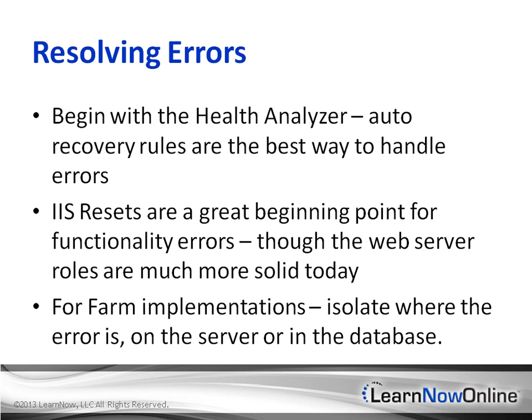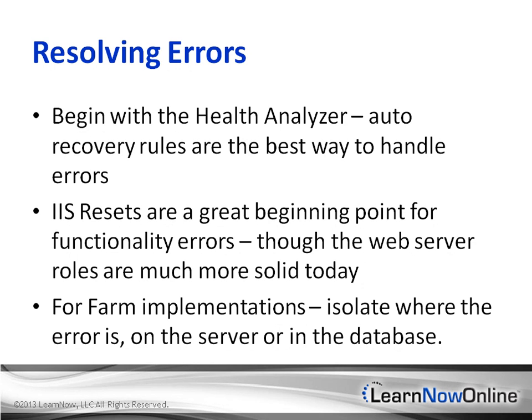And for farm implementations, when you're looking at errors, the first thing to do in your troubleshooting steps is isolate where the error is. A lot of times you'll find intermittent errors where you have one web front end that's having some problems, or something's not being indexed correctly, that it may not be the site itself, but it may be one of the index servers. All of these pieces are coming into place, and you can know what's going on.